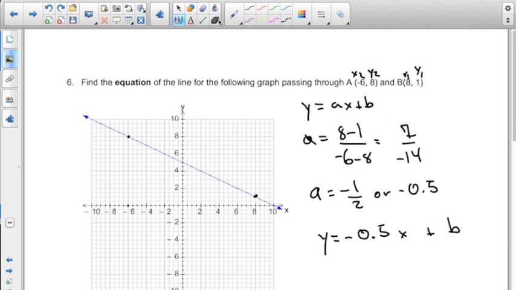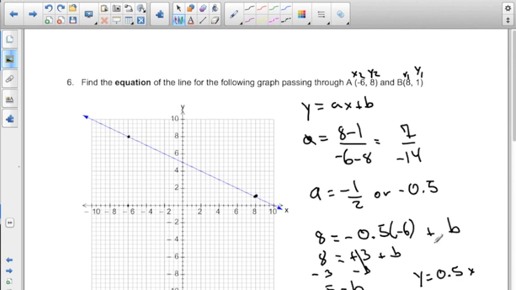Substitute in our x. So we'll use this, negative 6. Substitute in our y, which is 8. Negative 0.5 times negative 6 is going to give us positive 3 plus b. We need to isolate b, subtract 3 from both sides. 8 minus 3 is 5. b is equal to 5, so we know our rule is going to be y equals negative 0.5x plus 5. And if we look, when x is 0, y is 5. So we figured it out.